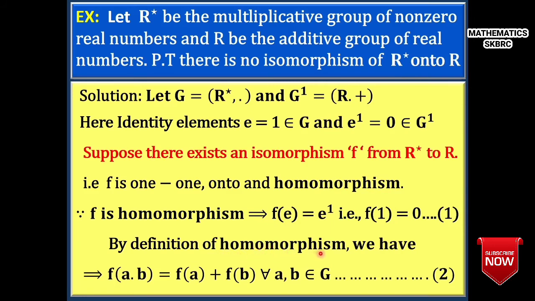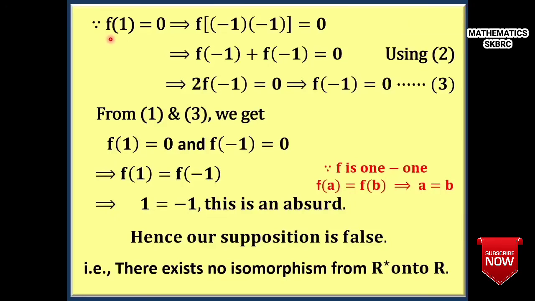By the definition of homomorphism, we get f of A dot B is equal to f of A plus f of B for all A, B belongs to G. It is denoted by equation 2. By using 1, f of 1 is equal to 0. 1 can be expressed as minus 1 into minus 1. That gives f of (minus 1 into minus 1) equal to 0. By using 2, since f is a homomorphism, f of AB is equal to f of A plus f of B. That gives f of minus 1 plus f of minus 1 equal to 0. That gives 2 into f of minus 1 equal to 0, gives f of minus 1 equal to 0. It is denoted by equation 3.